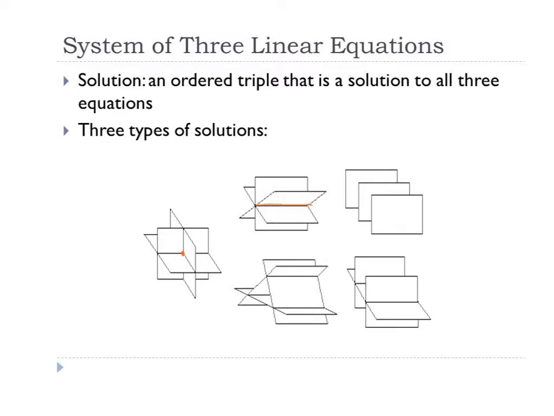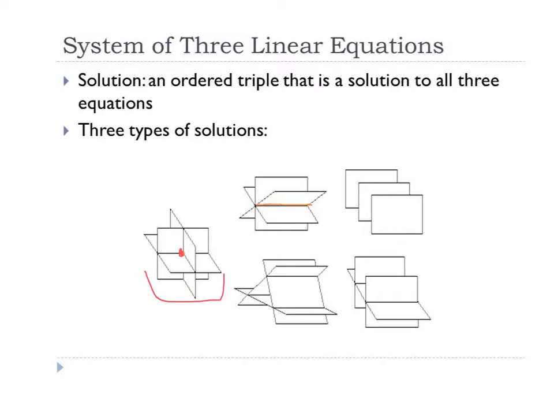So we are talking about three planes here, and there's a few ways three planes can interact. This first picture shows that all three planes are intersecting at one point. They wouldn't necessarily have to be perpendicular to each other. They could be at angles, but you could get three planes to intersect at one point. If they were perpendicular to each other, think of it as the corner of a room.